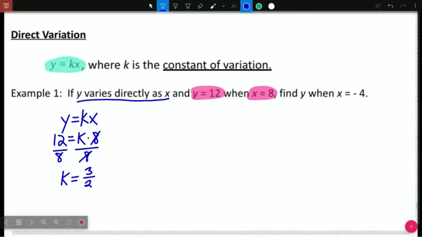So now basically we know, since k is 3/2, that instead of just using y equals kx, we're going to use y equals 3/2 x for any type of situation that we deal with in this problem. We know that k is going to stay the same as long as we're working with that same information. So we now have the equation y equals 3/2 x.